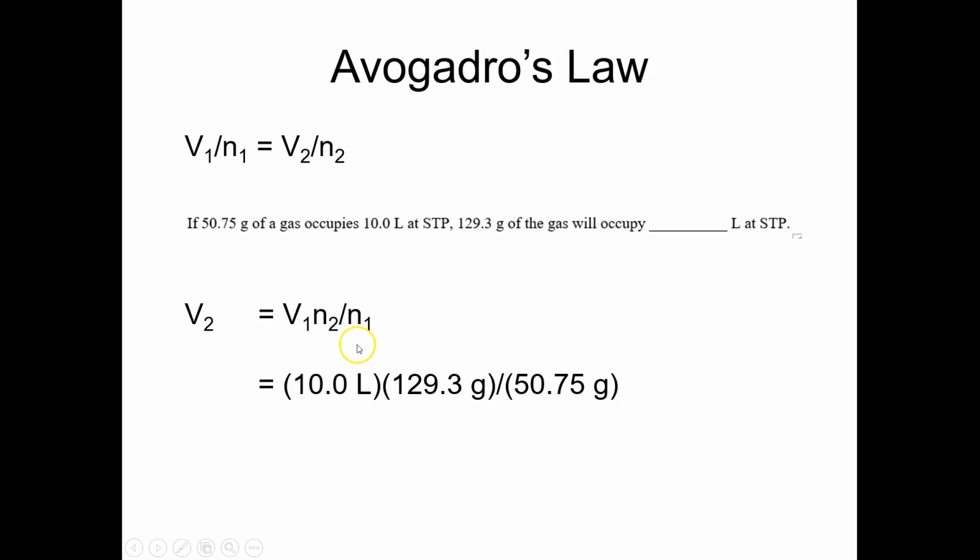V1 is equal to 10 liters. And the initial mass is 129.3 grams. The final mass is 50.75 grams.